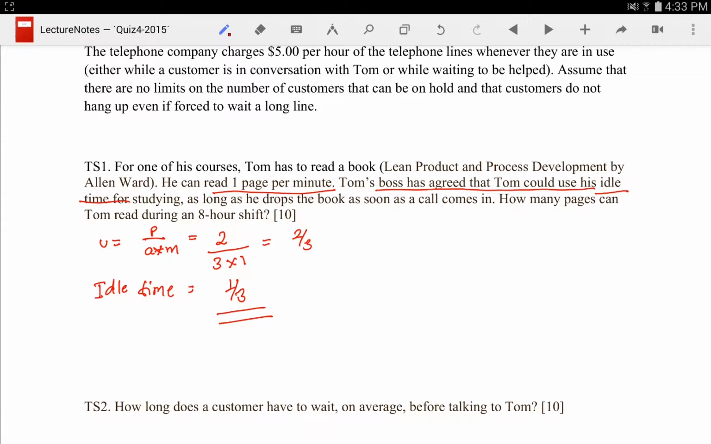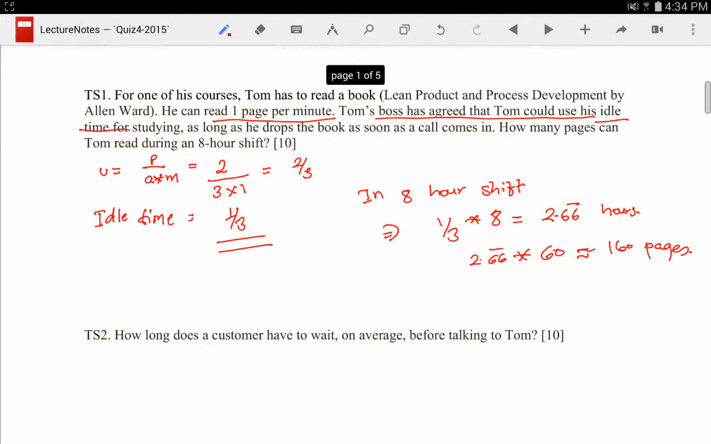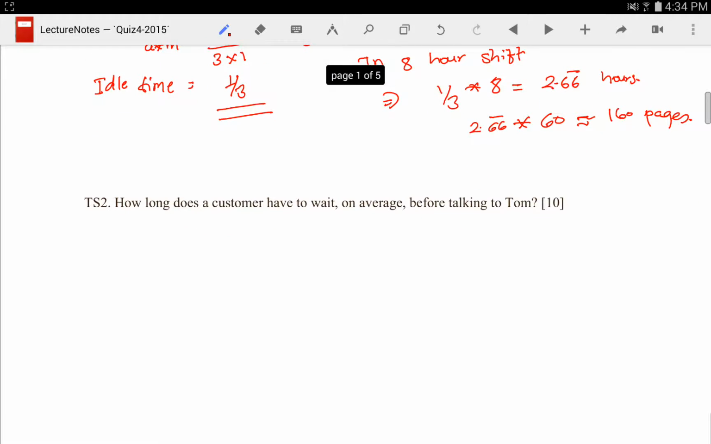If the idle time is 1/3 or 33%, what it means is that in an 8-hour shift, you have altogether 1/3 of 8 hours as the idle time, which is equivalent to 2.66 hours. Remember, he can read a page per minute. That means he can read 2.66 times 60 pages in this much time, which comes out to about 160 pages. So identifying that this question is really about idle time, and that idle time is related to utilization, is the most important part of the question.